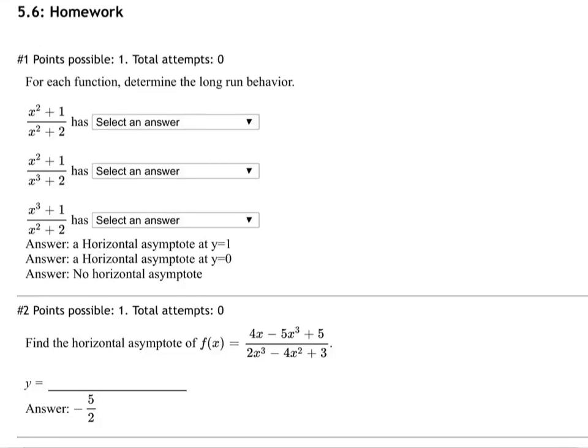Okay, here we are in section 5.6. This is a big and challenging section. First question is we're going to start with determining, for each function, determine the long-run behavior. What do we mean, the long-run behavior?